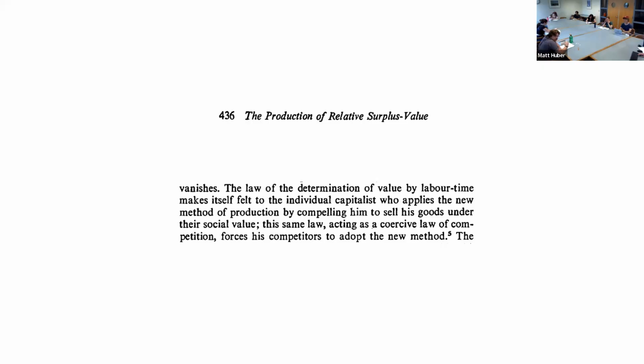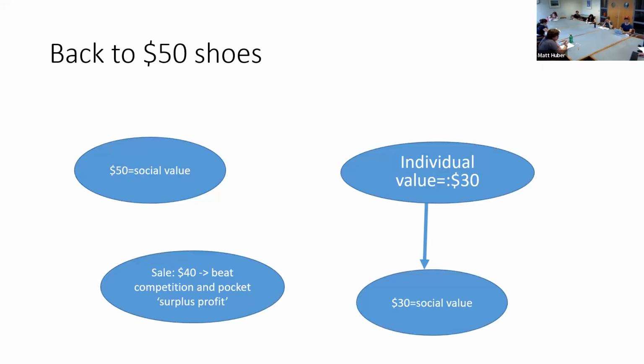So what he's saying here is that actually, as the new shoe production method takes the world by storm, all the other capitalists are like, holy crap, we got to catch up with this new method, and we have to produce shoes at this new fast machine or this new fast method, and we have to sell our shoes for $30 as well. And therefore, eventually 30 becomes the new social value.